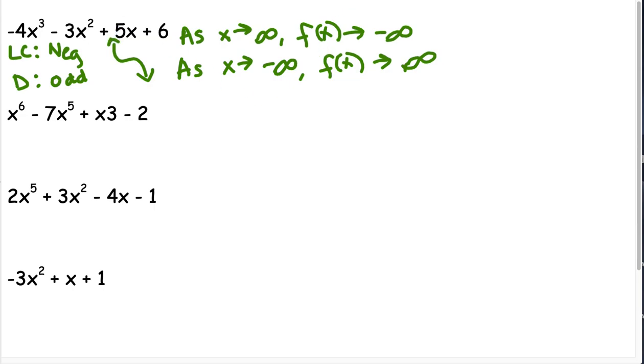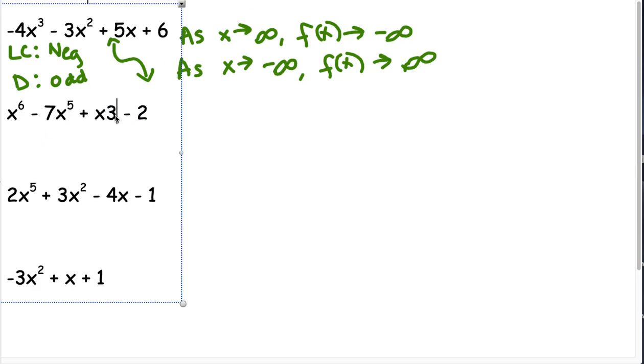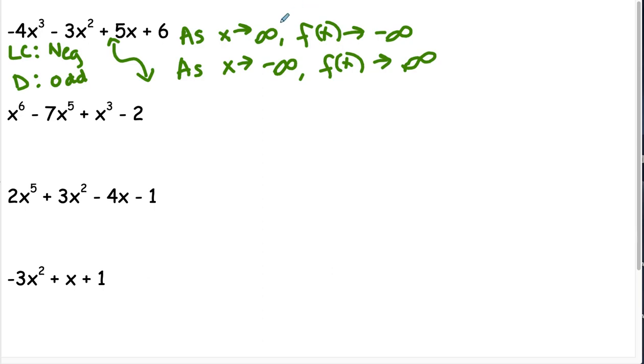Okay, let us switch colors and let's go to the next example. x to the 6th minus 7x to the 5th plus x to the 3rd, that's supposed to be to the 3rd, minus 2. Let's fix it. Okay, so that there's no confusion. Okay, so now let's do this over. So the leading coefficient here is 1, okay, and that's positive. And the degree here is even, okay, the degree is 6.